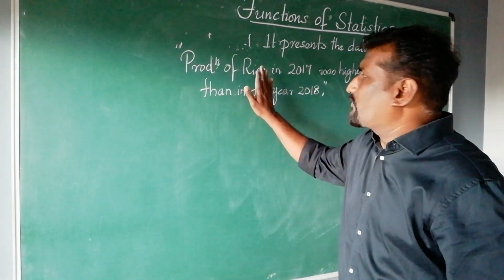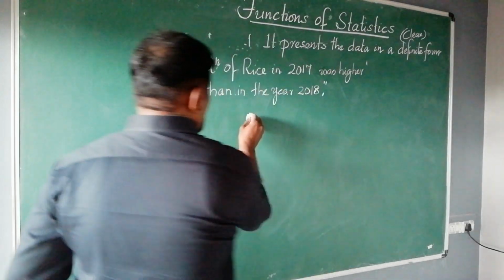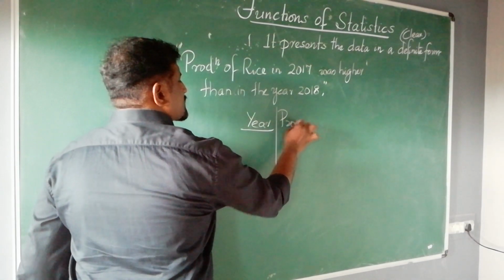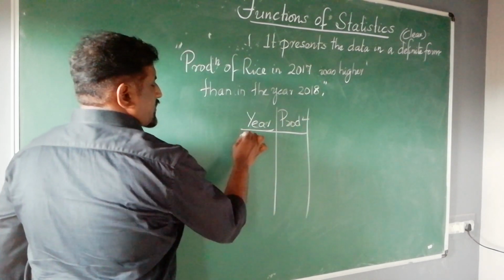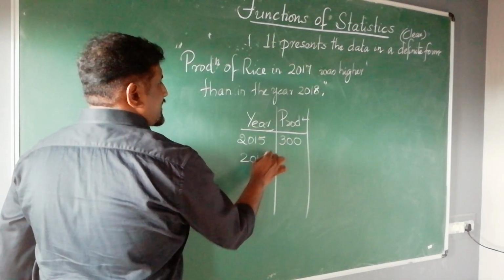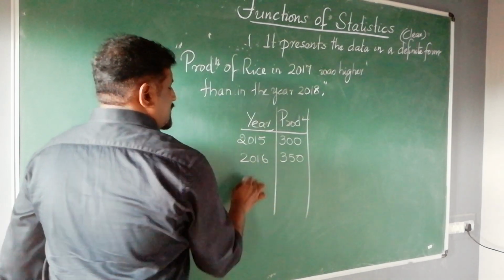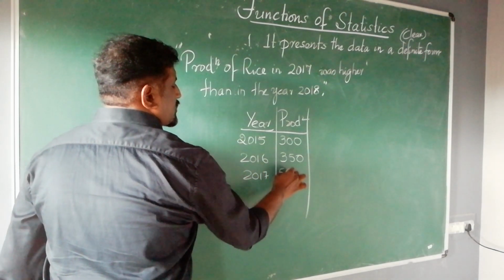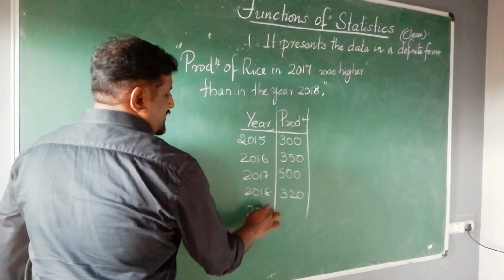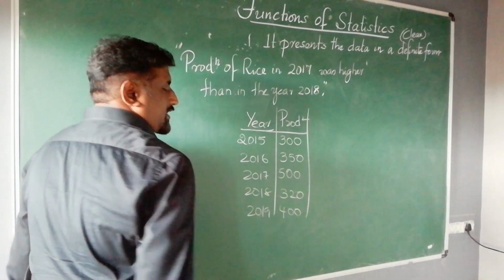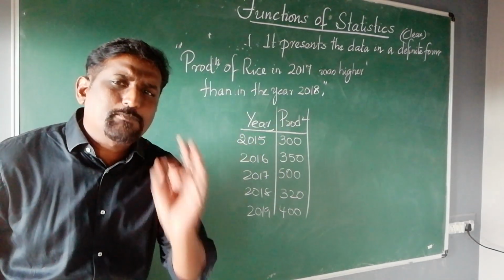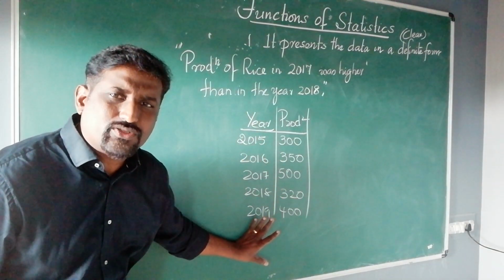Statistics of production of rice will not be like this. It will always be in this format, like year and production statistics of rice. Say for example, we'll start with 2015, somewhere around 300 quintals. 2016, around 350 quintals. 2017, around 500 quintals. 2018, around 320 quintals. 2019, around 400 quintals, something like that. You see the statistics of production of rice is given like this. We always present the data in this form itself, students.